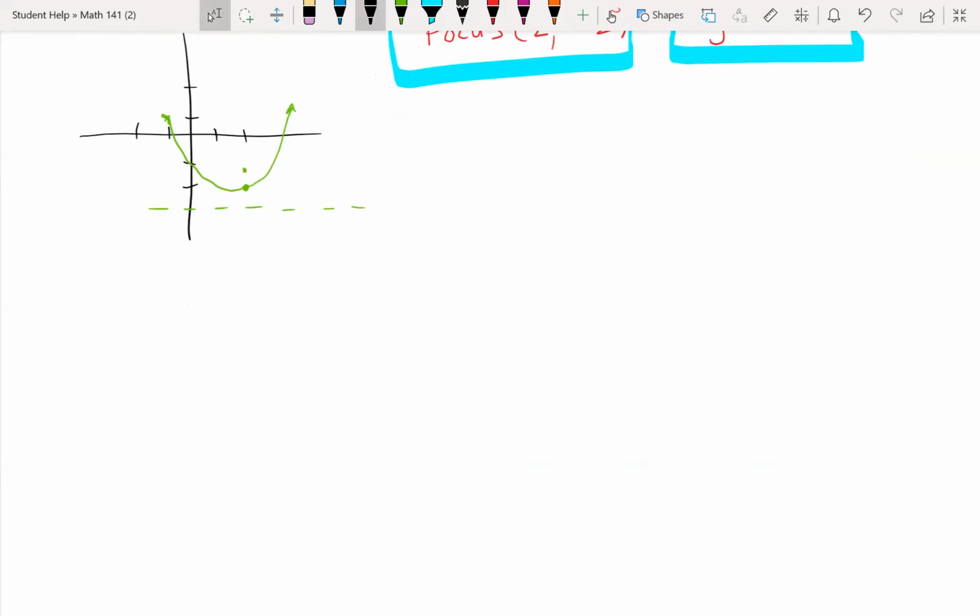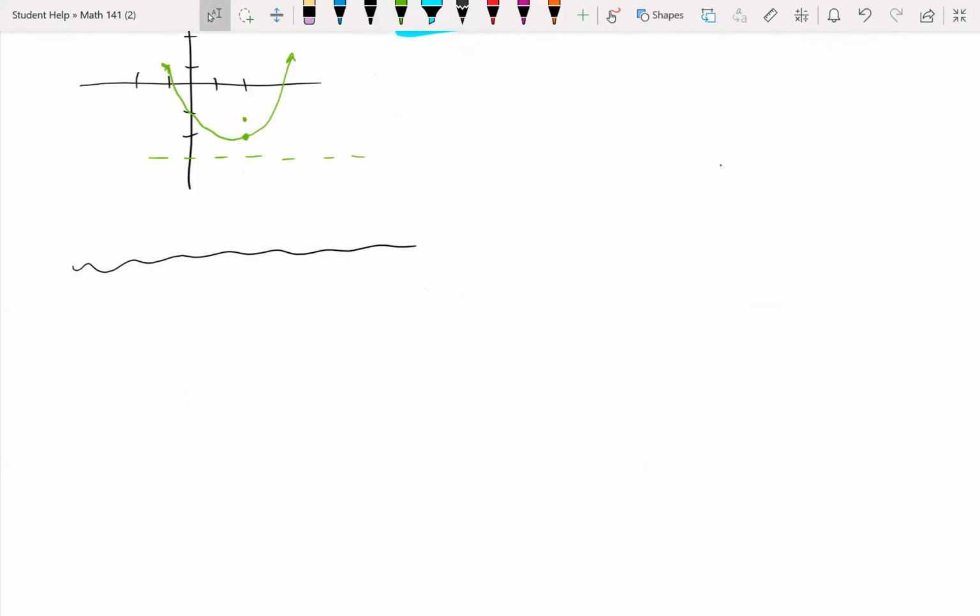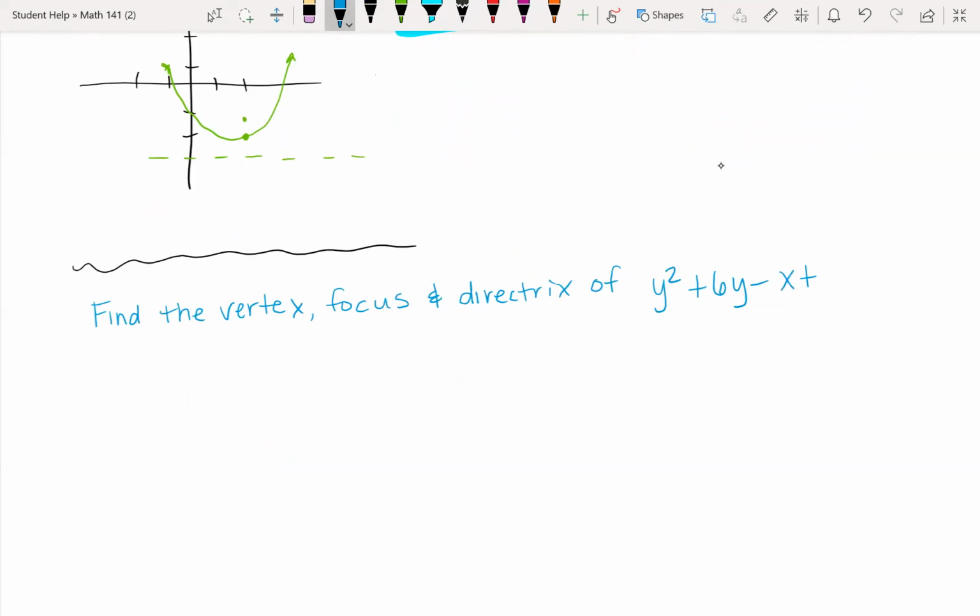All right, one last example of a parabola that's similar to what we just did, but opening left, right. Let's find the vertex, focus, and directrix of y squared plus 6y minus x plus 16 equals 0.